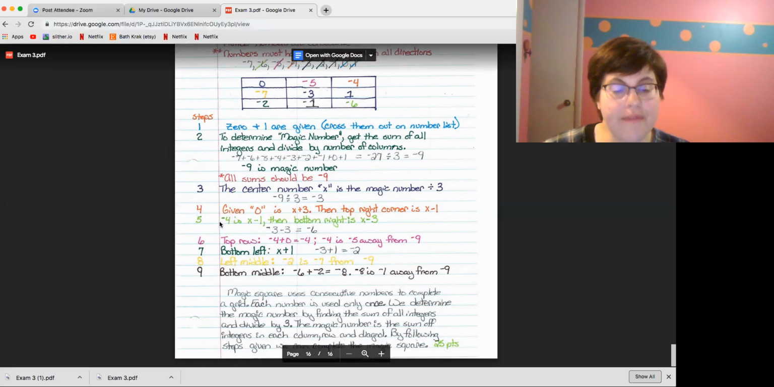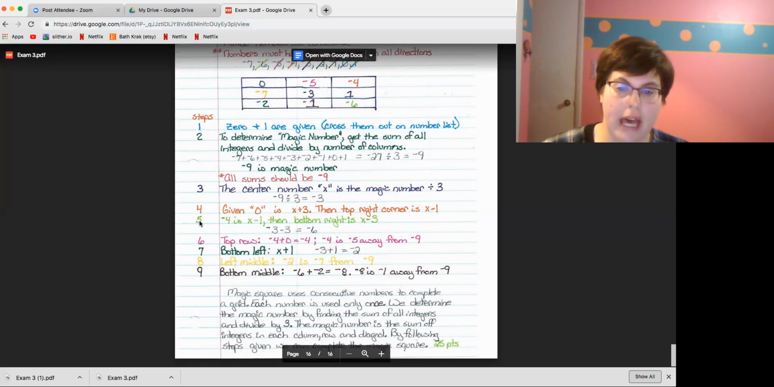Step 5 is negative 4. Negative 4 is x minus 1. Then, oh goodness, I jumped ahead. So step 4, we're given 0 is x plus 3. Then that lets us know that this number right here, you're going to have an empty spot. The top right corner is x minus 1. X, which is negative 3, minus 1, which is negative 3, plus negative 1 is negative 4. So we can scratch that one out.